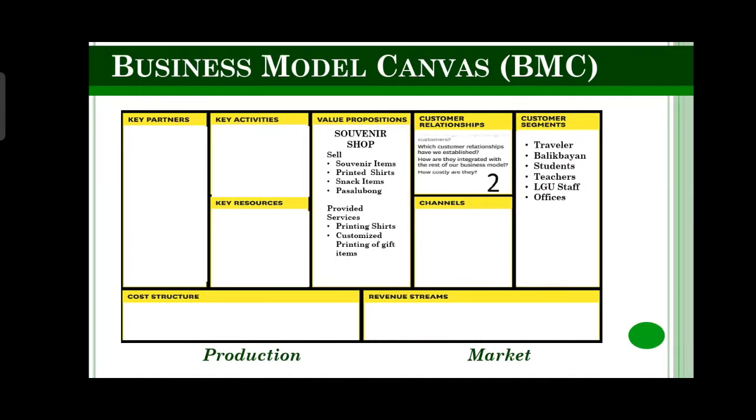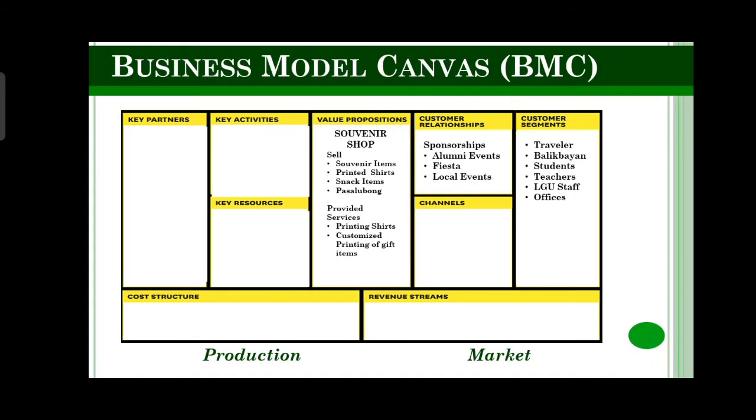Next is customer relationship. How do we get, keep, and grow customers? Or how do you interact? What types of relationship will you forge with your customer segments? What are the relationship expectations of your customers, of each customer segment? Or how are they entwined with the rest of your business model? So, examples for the souvenir shop, you put there sponsorships, alumni events, fiesta.